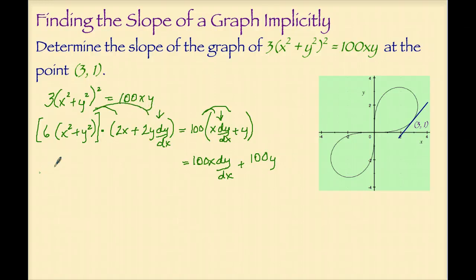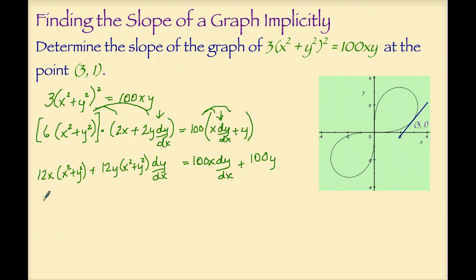So this becomes now 2x times 6, which is 12x, times the quantity x squared plus y squared, plus, and now 2y times the 6 on the outside becomes 12y times the quantity x squared plus y squared. And then this, of course, has the differential dy dx attached to it. Well, here are my two dy dx terms. They need to be moved to the left side. Any other term gets moved to the right side.